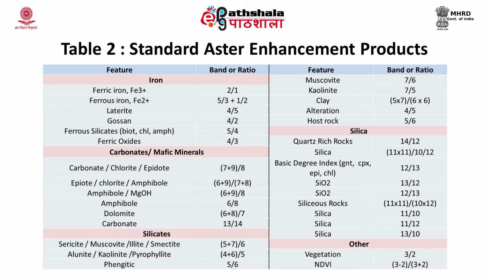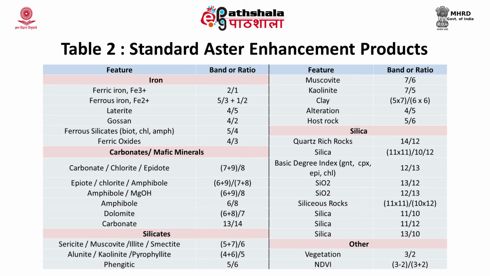Similarly, you can see for amphibole with MgOH functional group, if you have dolomite, you have carbonates. So, different band ratios you can use. That again depends upon our requirement, we can go for different band ratios and we can get information about the presence of these minerals.